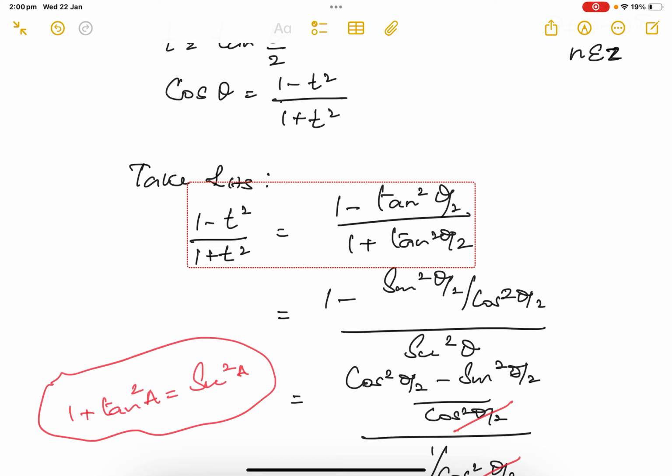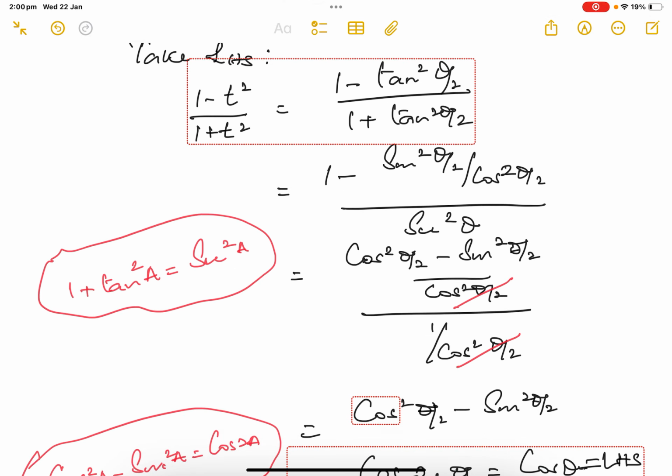We know what t is. So 1 minus t squared is 1 minus tan squared theta by 2, divided by 1 plus tan squared theta by 2. And we need cos theta, so we just bring it down to a sine cos format. So 1 minus tan squared is sine squared theta by 2 over cos squared theta by 2. And 1 plus tan squared theta is sec squared theta. The 1 plus tan squared theta equals sec squared theta is a basic trigonometry property.